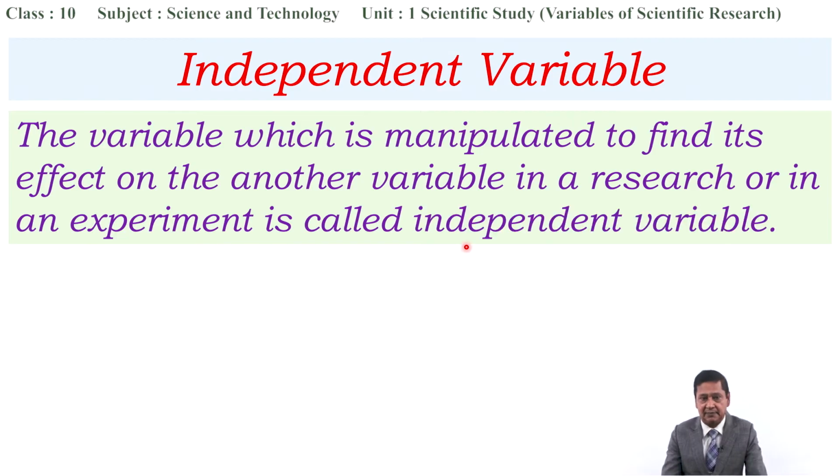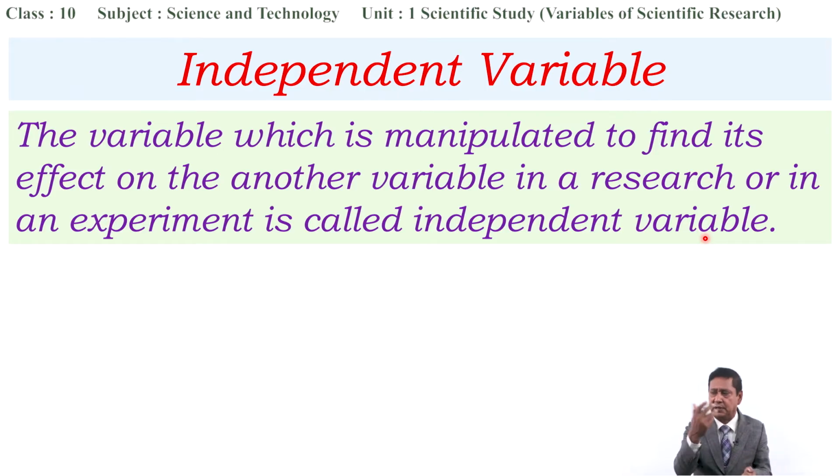Independent variable: the variable which is manipulated to find its effect on another variable in a research or in an experiment is called independent variable. In different research or in different experiment, we increase the value of one of the variables and we want to see its effect on another variable. And the variable which can be manipulated is what?